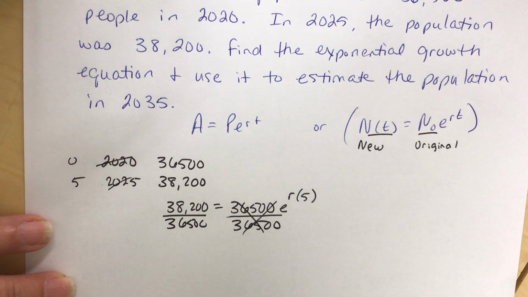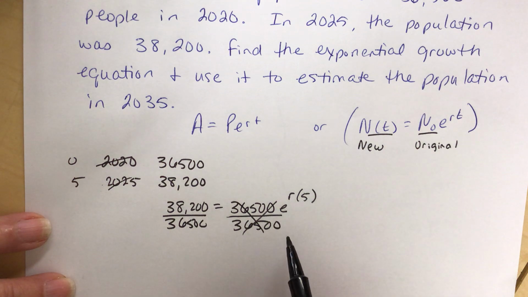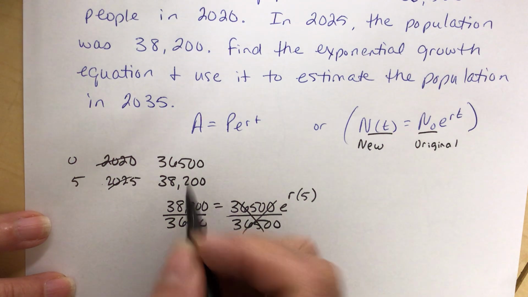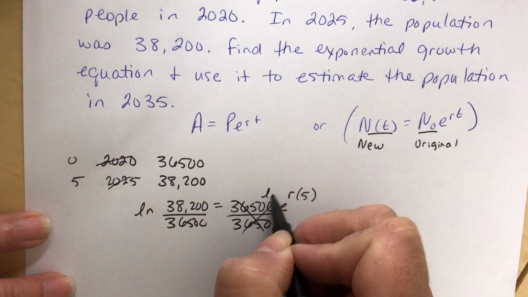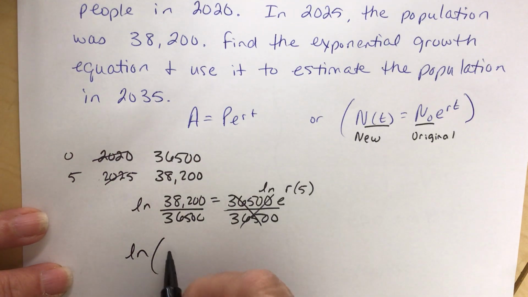So let's do 38,200 divided by 36,500. And yeah, we get this big long decimal. So I'm just going to leave it like this for now. And we're going to take the ln of both sides. So we want to do ln of this and ln of that. So I have the ln of whatever that decimal is.